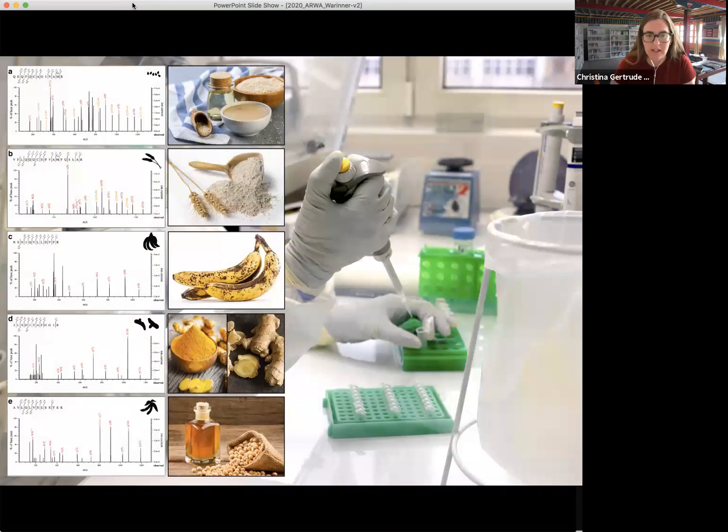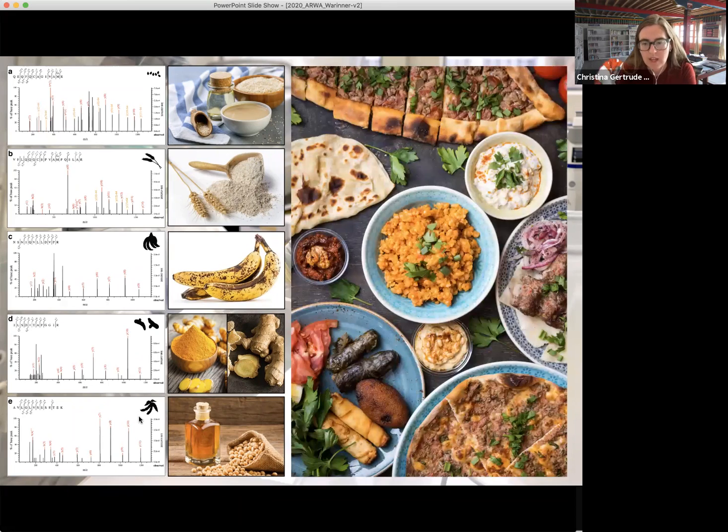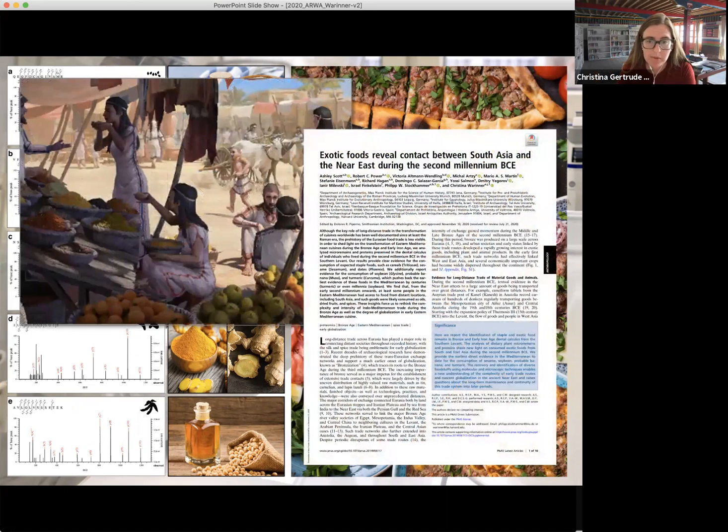So we recently did a study in the Southern Levant, and we were looking at the types of foods that would have been consumed. And we were able to identify proteins from a wide variety of food sources, including sesame seeds, wheat, a protein that is found in ripening bananas, turmeric, and also soybean proteins. And this is helping us to understand the origins of Levantine cuisine and when certain long distance trade goods entered into those food cultures. And we published this earlier last year. In this case, all of the remains that we identified were from plants.